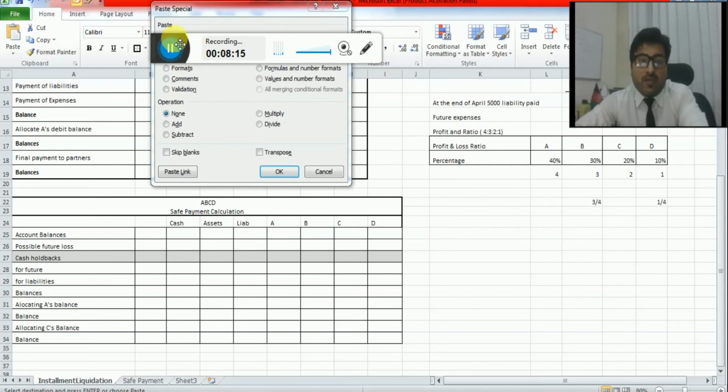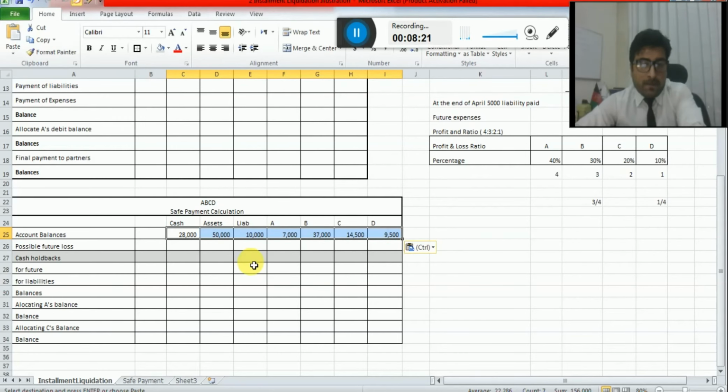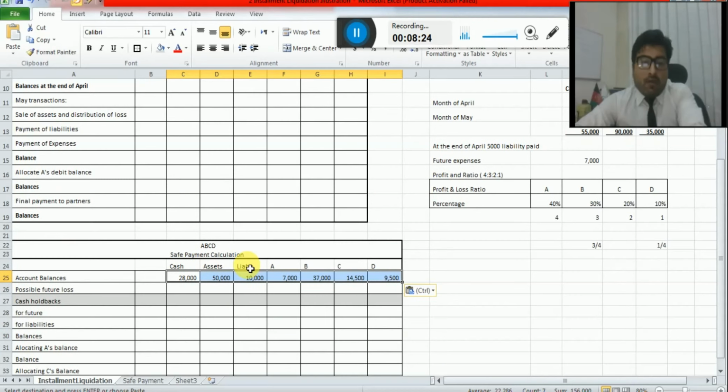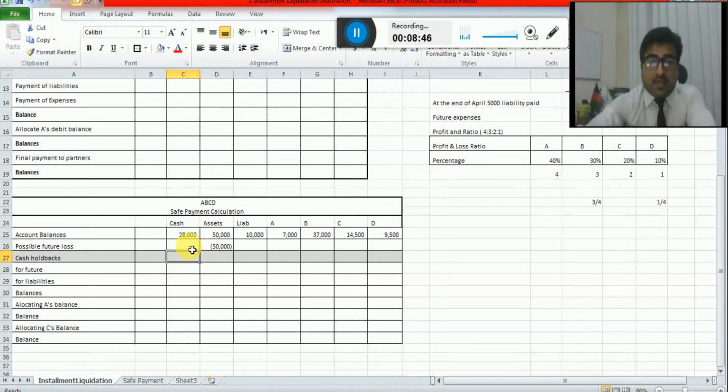Okay, why paste special? Because there is a formula, and we just paste the value. We are not interested in the formula. Okay, now what we are doing, what is actually in the safe payment calculation, we are assuming that maybe in the future there is 100% losses, the remaining 50,000 assets may be lost totally. So we assume what will happen. For example, if minus 50,000 is totally going and we are receiving instead 0 cash.